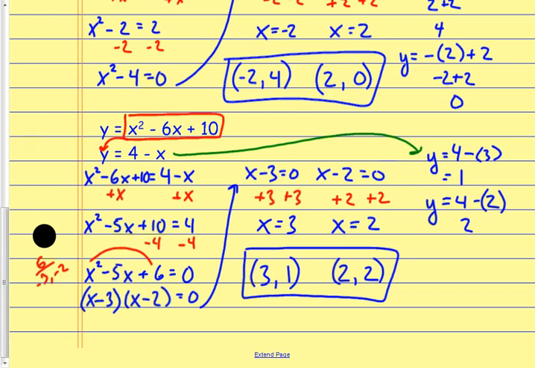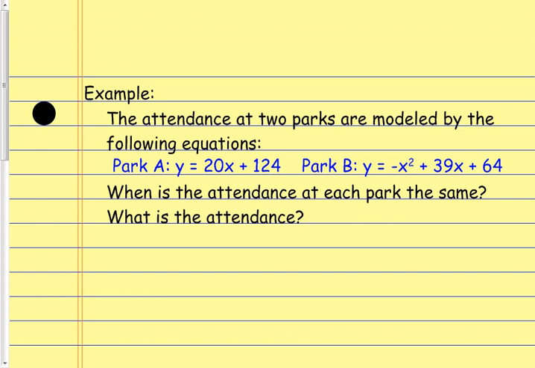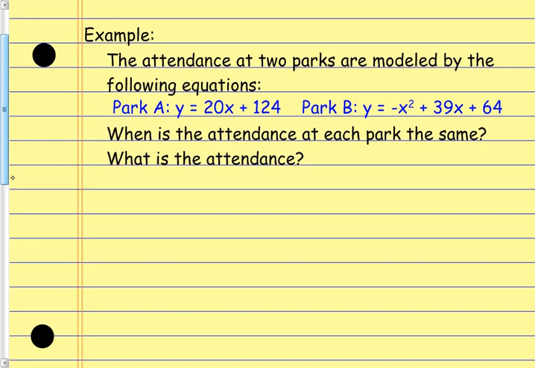Last example here, just to do a quick word problem. If the attendance at two parks is modeled by the following equations, one of them is following a linear model, so attendance is just continuously going up, and the other one is following a quadratic model. The attendance started going up and then started going back down because this is a parabola that opens downwards. Okay, so those are the two models that we're following.